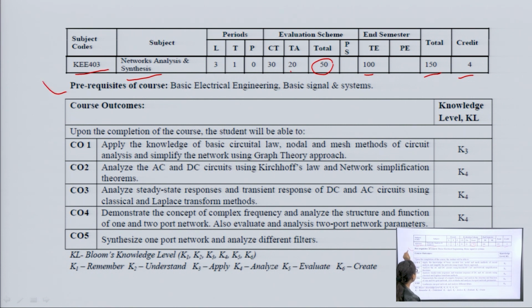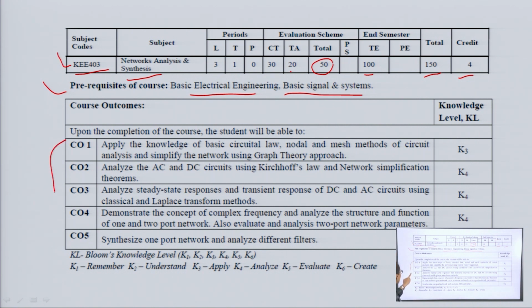The prerequisite courses for this course are basic electrical engineering, which you have already studied in the first year, maybe in the first semester or the second semester. So the basic requirement is that you should know the basic concepts of basic electrical engineering, and the next is basic signals and systems. Basic signals and systems you have covered in your 3rd semester, I guess, right? So these 2 courses are a must. We should know the basic concepts of these 2 courses, which are prerequisites for Network Analysis and Synthesis.